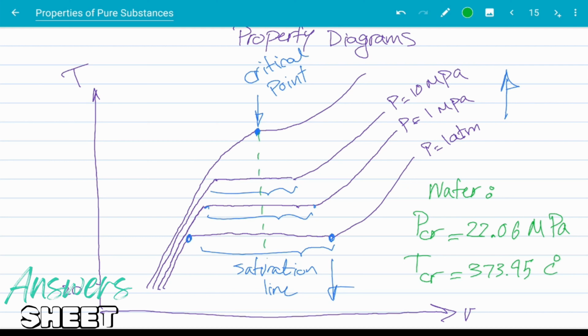The corresponding specific volume is also called critical specific volume. And for water, it is 0.003106.